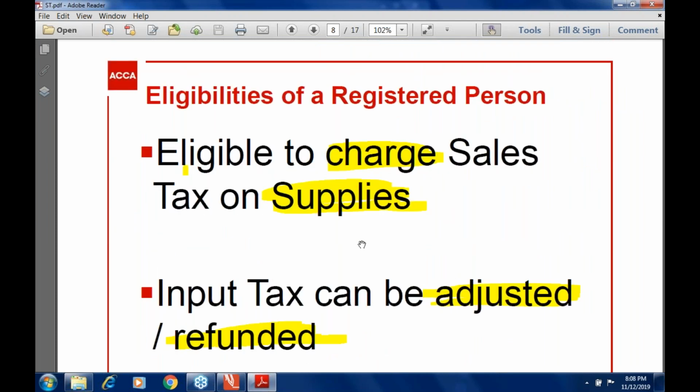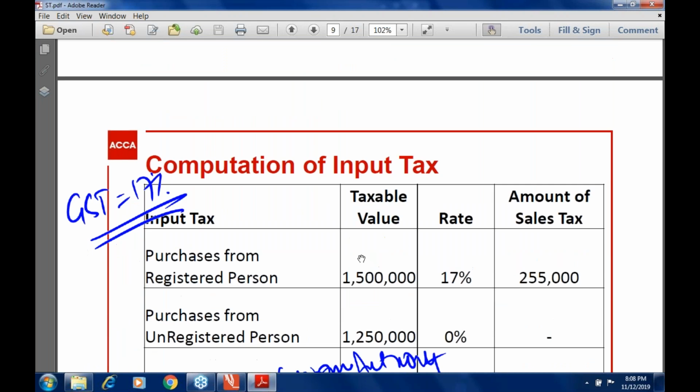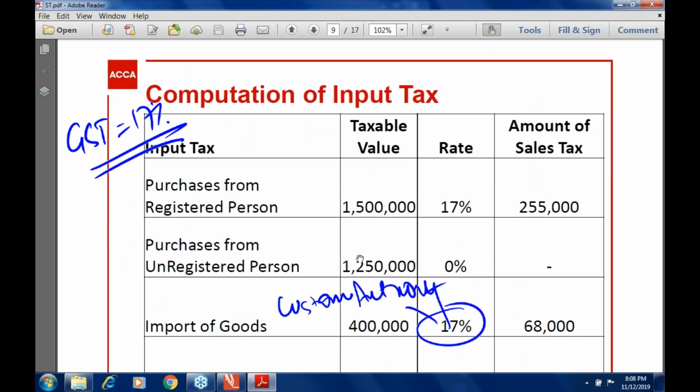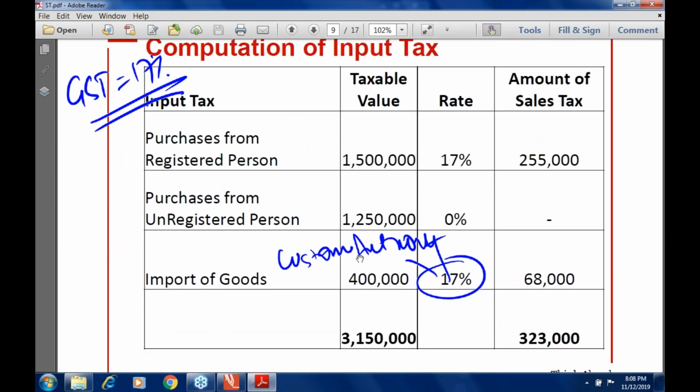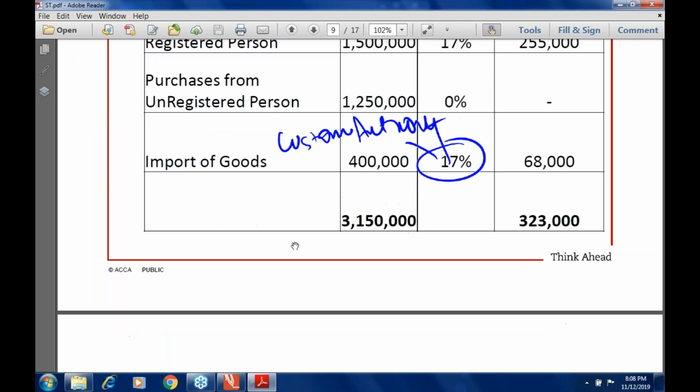Then we talked about that if somebody is registered for sales tax, he is eligible to charge sales tax on the supplies that he makes, and the input tax that he or she pays can be adjusted or refunded. We talked about another concept, and that was how the input tax is computed. I had a sample calculation for the computation of input tax, with a few examples like purchases from a registered person, purchases from an unregistered person, import of goods, and so on and so forth.